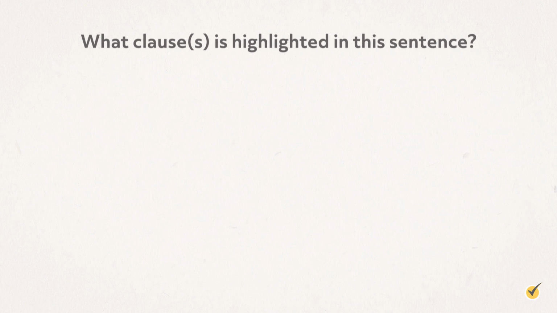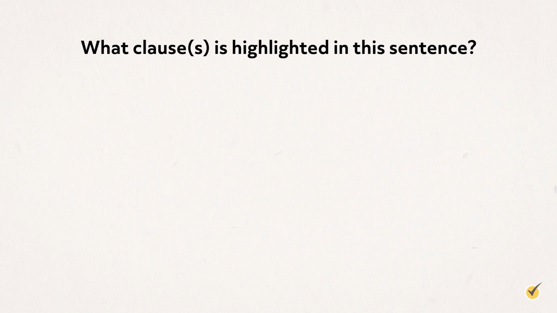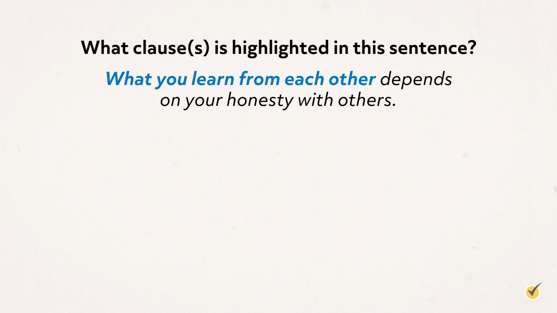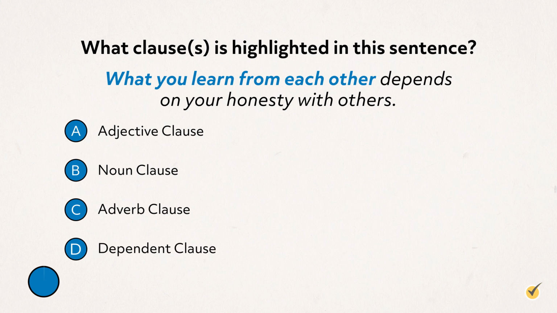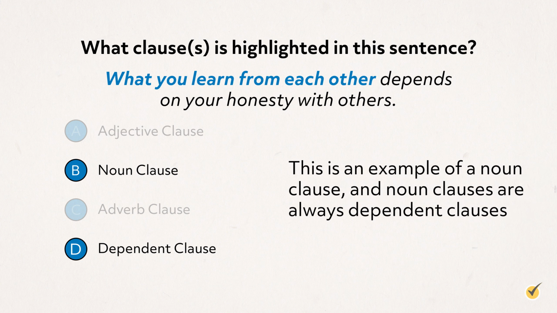Number 2. What clause is highlighted in this sentence? What you learn from each other depends on your honesty with others. A, adjective clause, B, noun clause, C, adverb clause, or D, dependent clause. The correct answers are B and D. This is an example of a noun clause, and noun clauses are always dependent clauses.